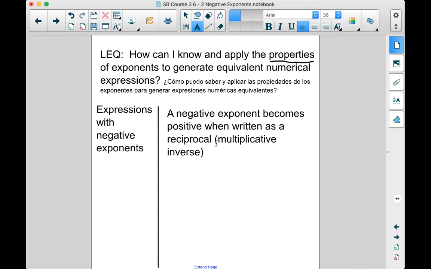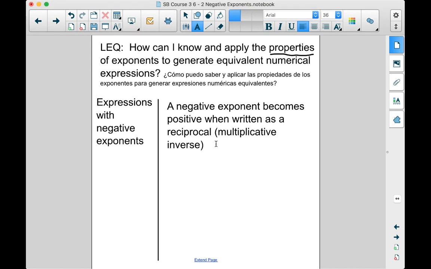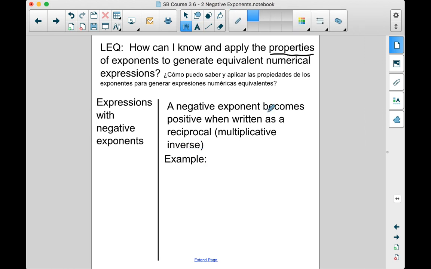Okay, so go ahead and get that into your notes. Hit pause right now and get that into your notes. And then we're going to go through an example. So here it says a negative exponent becomes positive when written as the multiplicative inverse.